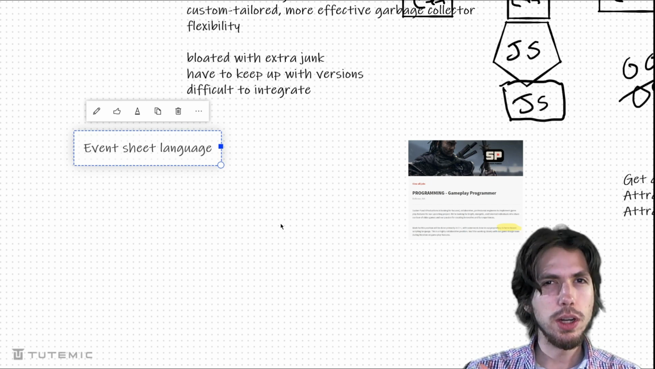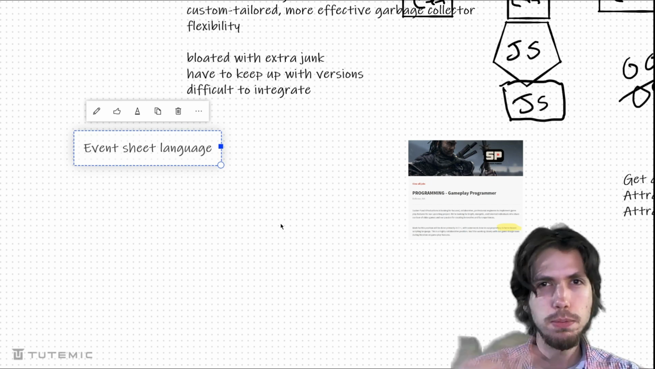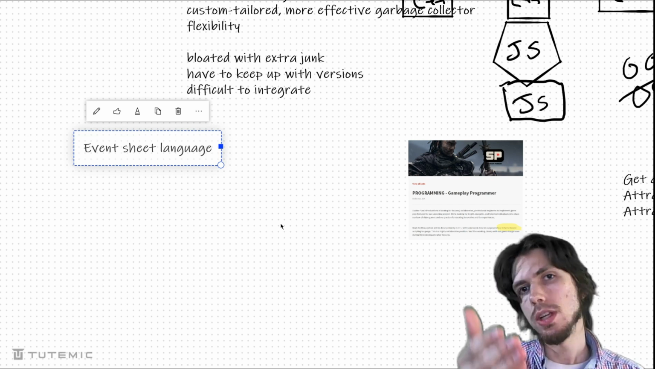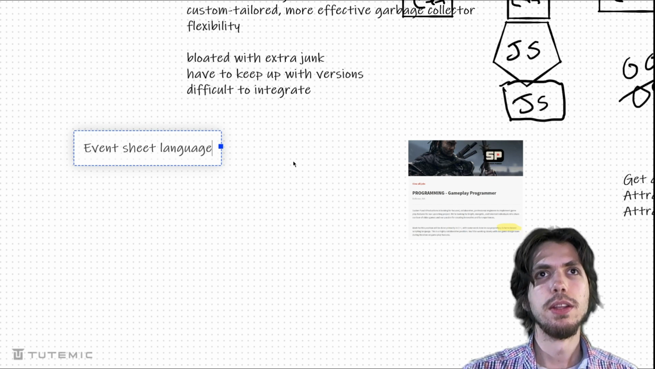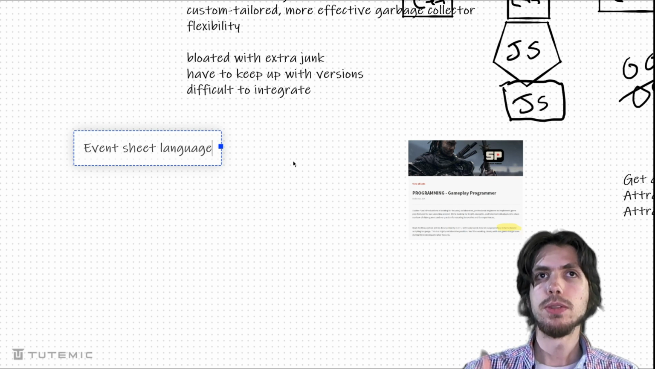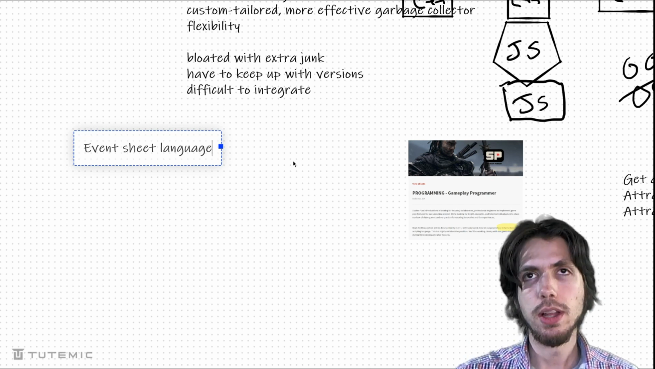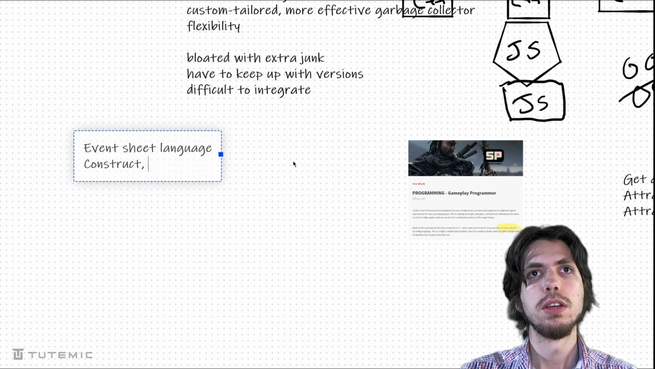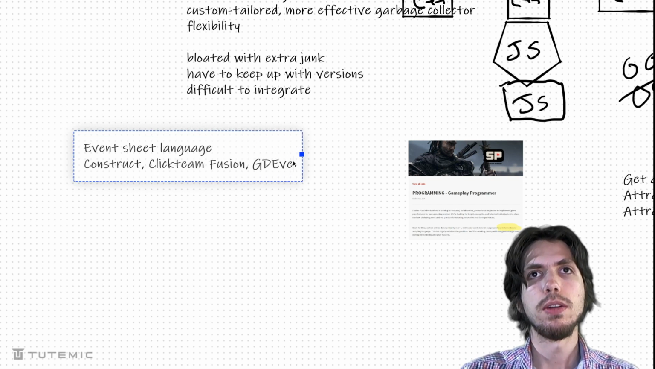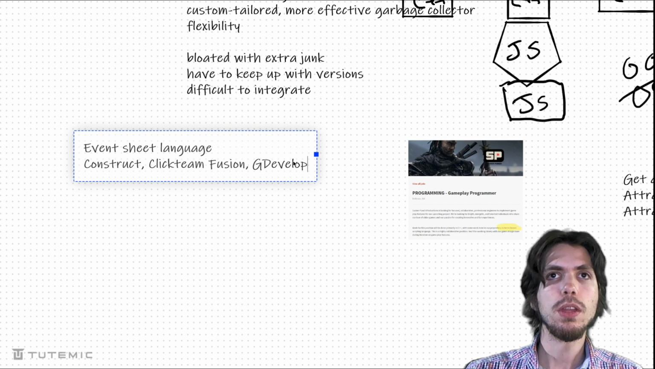Like defaults, Lua, it's kind of signal-based, messaging-based, or GDScript signals, and what do they mean? So event sheet language, I'm not talking about those. I'm talking about the language the game engine is built around, the proprietary event sheet language, and that includes engines such as Construct and Clickteam Fusion and GDevelop. So these are kind of the big names here in this space.